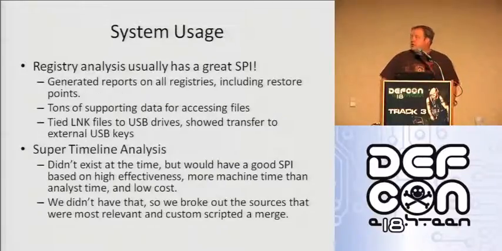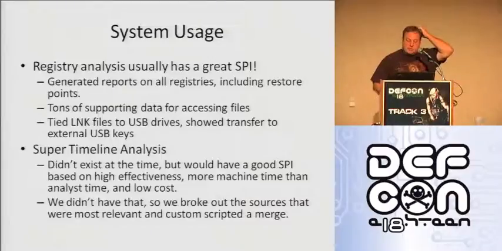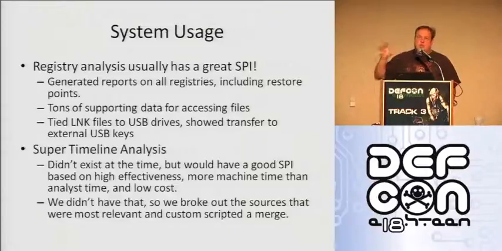Anyway, registry analysis usually has great SPI, so of course we did that, and we found tons of supporting data for all the accessing files and changing files. Once we had identified the files with all the other methods that we used, we were then able to generate it completely. Super timeline didn't exist at the time, but we know it would have definitely made the cut for getting processed, because we actually had solid timelines for these events and the follow-up.